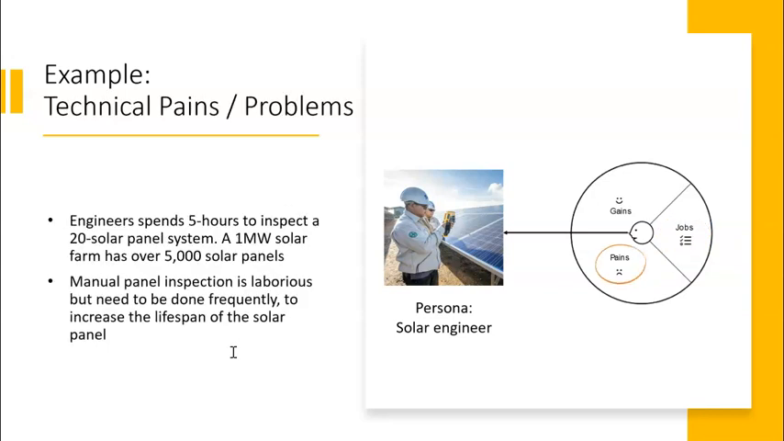So what are the technical pains and the problems faced by the persona, the solar engineer, in this case? The engineers have to spend 5 hours to inspect a 20 solar panel system. A 1 megawatt solar farm has over 5,000 solar panels. They have to do manual panel inspection, which is laborious but needs to be done frequently to increase the lifespan of the solar panel.